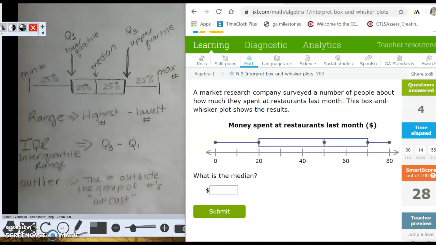The next question says, a market research company surveyed a number of people about how much they spent at restaurants last month. The box and whisker plot shows the results. So they're asking specifically for the median. So we go to our cheat sheet. The median is the number on the line inside the box. So right in here, so again, we have to check our scales to see how much they're counting by, and they're counting by tens. So 20, 30, 40. So 50 would be the correct answer for the median.